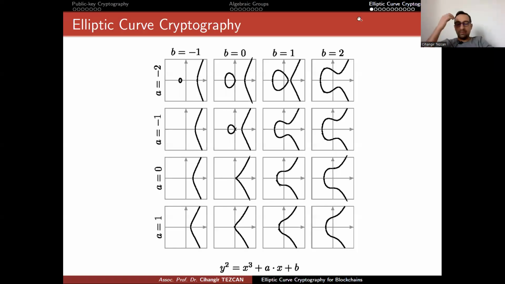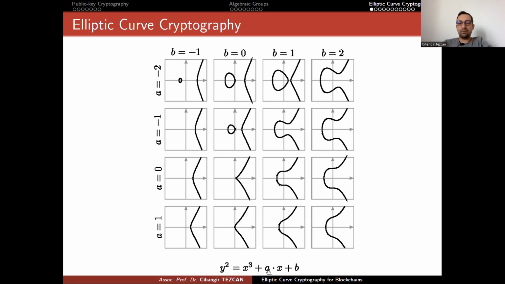All right, so in the blockchains, our aim is to talk about the elliptic curve digital signature algorithm. In order to talk about it, let's talk about elliptic curves and elliptic curve cryptography. Here, elliptic curves are just geometric objects, and they can be defined by this formula: y squared equals x cubed plus a times x plus b.